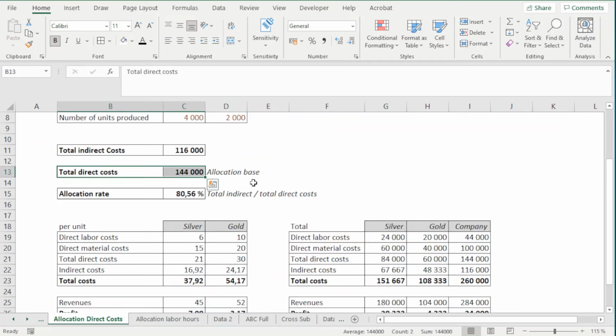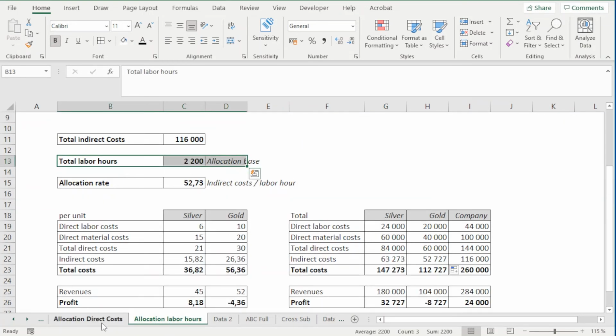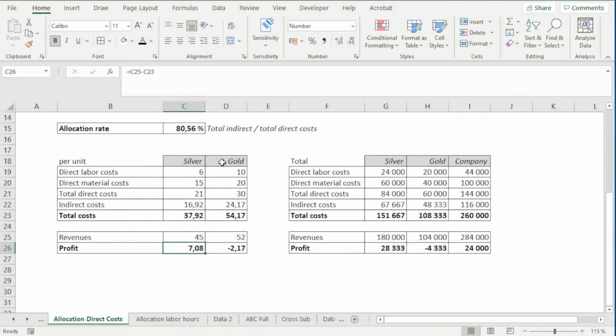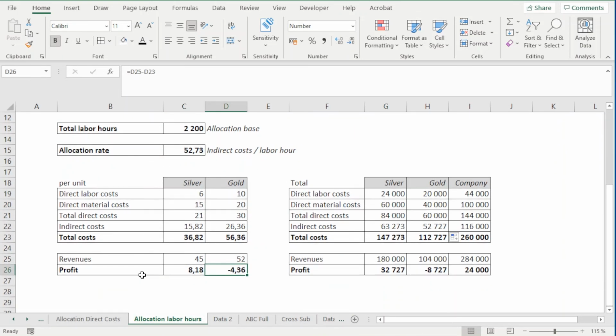So now you see that the allocation base that we choose, namely here total labor hours or total direct costs, is very important for evaluating the profits of these two products. And we see that in the first approach, silver is less profitable than in the second approach, right? And we also see that gold, although there is a loss, is more profitable in the first approach than in the second approach. So then you could ask, which number is better, right? Is it the first approach or the second approach?